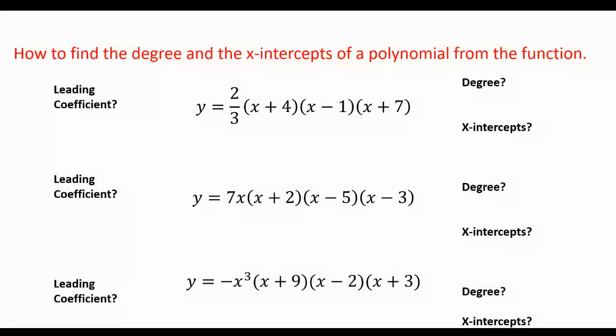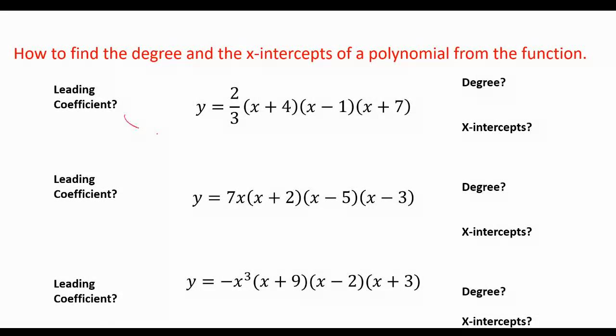Okay, so I wanted to go over how to find the degree and the x-intercepts of a polynomial from the function. So how do we find the degree? How do we find the x-intercepts? And then we're also going to talk about leading coefficients. So let's talk about leading coefficients first, because those are easiest.